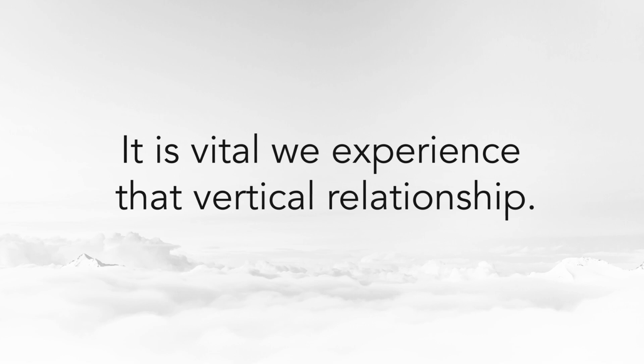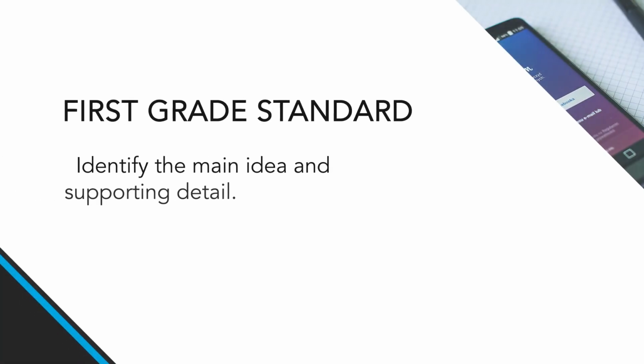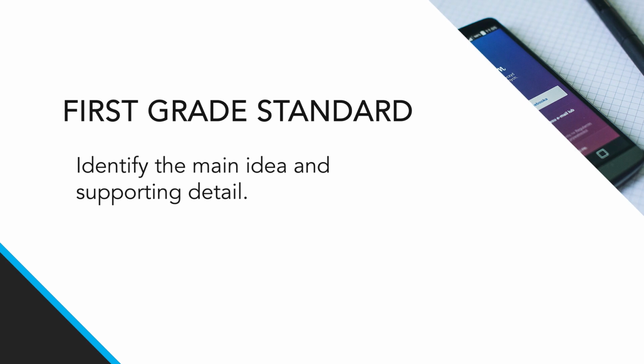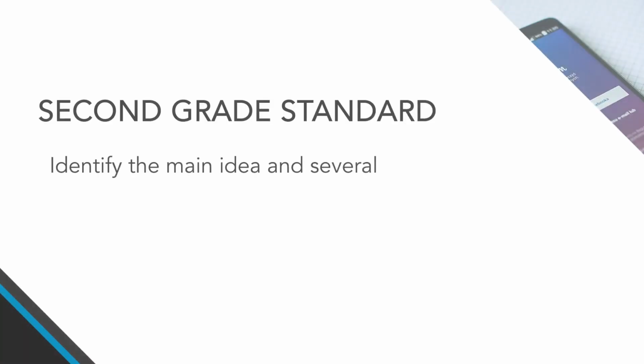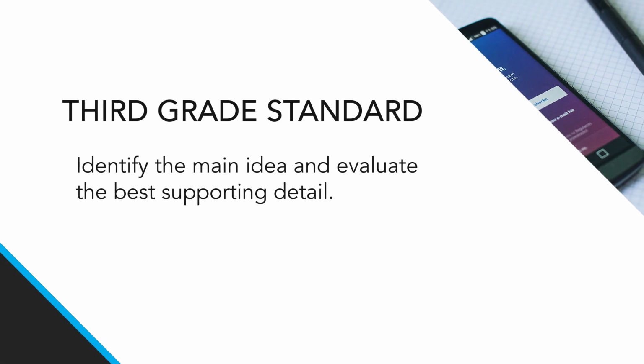So for example, a kindergarten standard might say, with guidance and support, identify a main idea and a supporting detail. A 1st grade standard might say, identify the main idea and a supporting detail. And a 2nd grade standard might say, identify the main idea and several supporting details. A 3rd grade standard might say, identify the main idea and evaluate the best supporting detail. So the nuance in that verb we're going to get into in terms of unpacking. But we want to make sure that for the year-long context, we're aware of our piece of the puzzle.